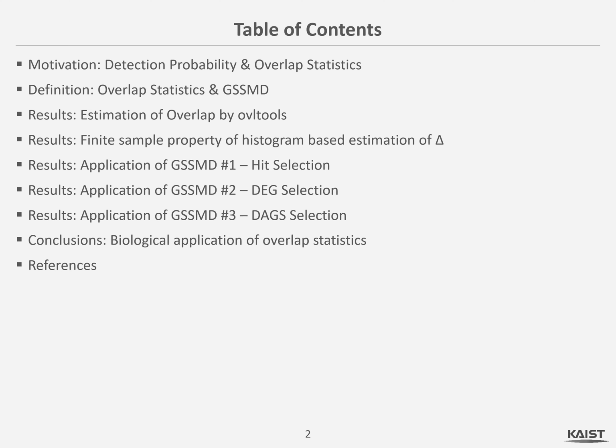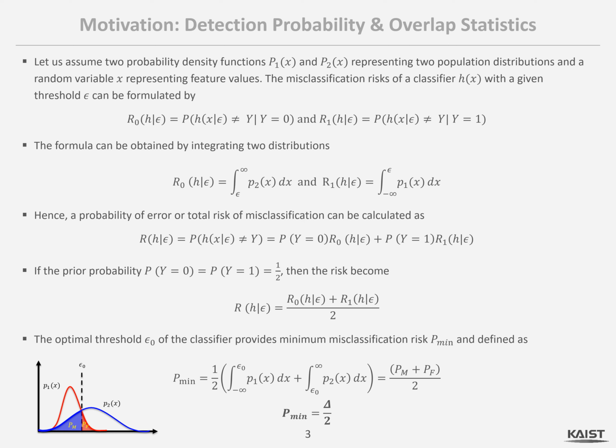Let's assume that we have two probability densities, P1(x) and P2(x). Assume that we want to solve a binary classification problem between these two distributions. Now I will call P1(x) class 0 and P2(x) class 1. Then the risk of misclassification of a classifier becomes this equation. The total risk of misclassification is given as a weighted sum of the individual misclassification risks, as shown in this expression.